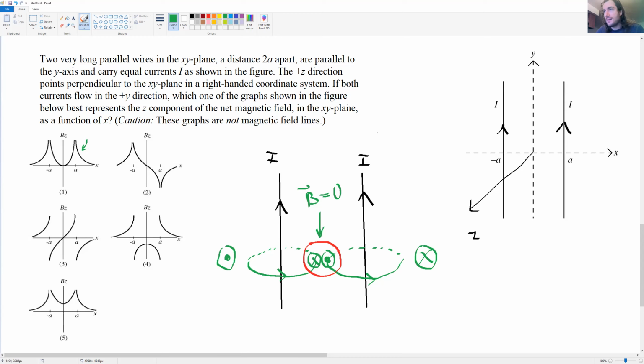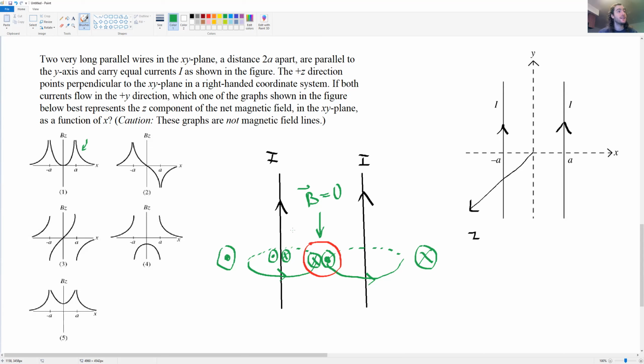But notice that on the left side of the left wire, it's infinity in the positive direction, but to the right of that wire, just a little bit, it's infinity in the minus direction. And so it's like a jump discontinuity on both sides, right? So you go from positive infinity all the way down to negative infinity. So that eliminates answer 2.